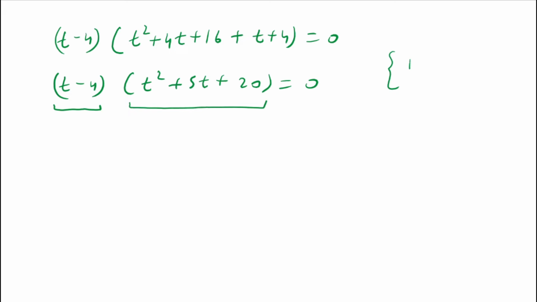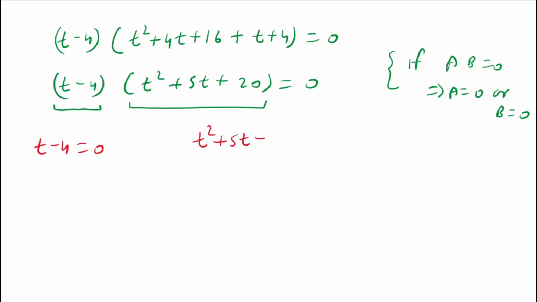We know that if a times b equals 0, this implies a equals 0 or b equals 0. So if we apply this rule, then here t - 4 = 0 and t^2 + 5t + 20 = 0. Then the value of t is 4. And we know that t is 2^x, and this equals 4, which is the same as 2^2. Here the base is the same, so the power is also the same, so x = 2.